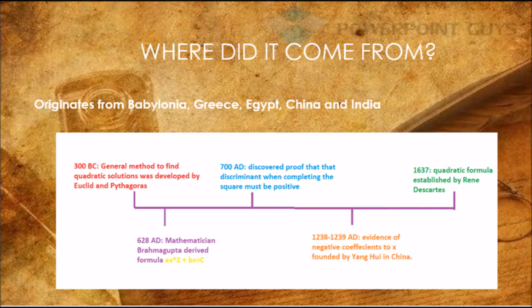In 628 AD, Indian mathematician Brahmagupta derived the formula ax squared plus bx equals c. In the 7th century, proofs were found showing equations having two roots, the completing the square method, and that the discriminant must be positive. In 1238 AD, Yang Hui's work exhibited the first evidence of negative coefficients of x. In 1637, the formula recognized today was recorded.